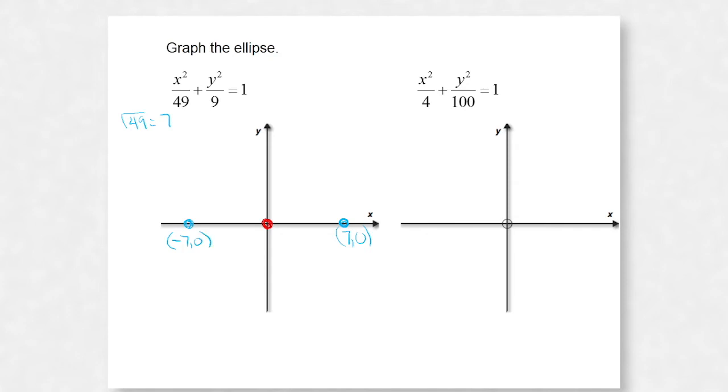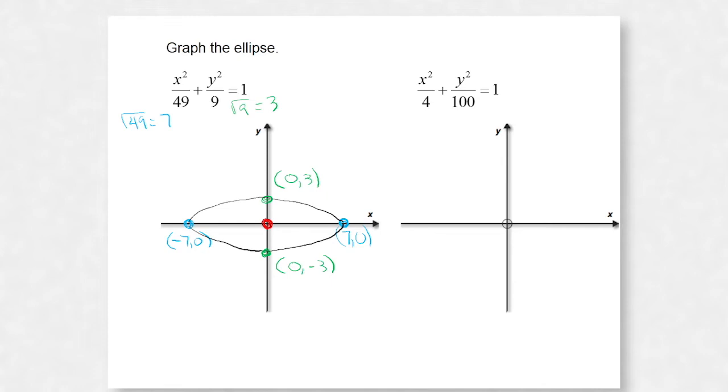And how far do I stretch in the y direction from the origin? 3 units, the square root of 9, which is 3. So my coordinates here would be (0, 3), and here (0, negative 3). Then I just sketch my ellipse. So I'll go ahead and sketch it. Very quick to do, isn't it?